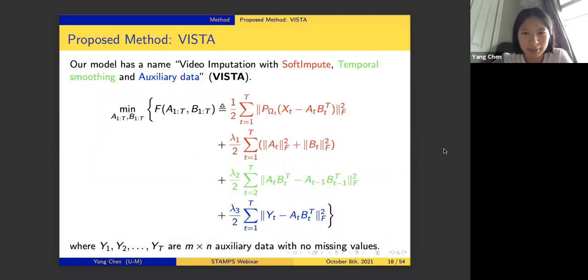Or mathematically, it is framed as follows. And we call it video imputation with soft impute, temporal smoothing, and auxiliary data. The first two terms are very similar to what you have for the soft impute LS. And this term is to reinforce temporal smoothing. So essentially we penalize the difference between the imputed matrix at time t versus time t minus 1. And also we penalize the distance of the imputed matrix A_t and B_t versus the auxiliary data Y_t. And we assume the Y_t, this auxiliary data, has no missing values. So that's our objective function.